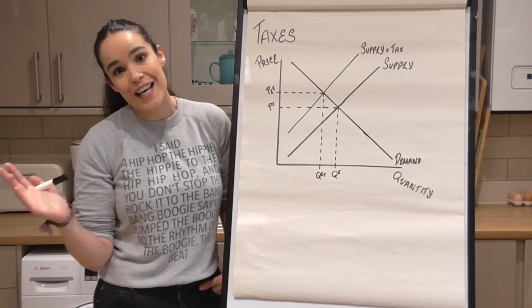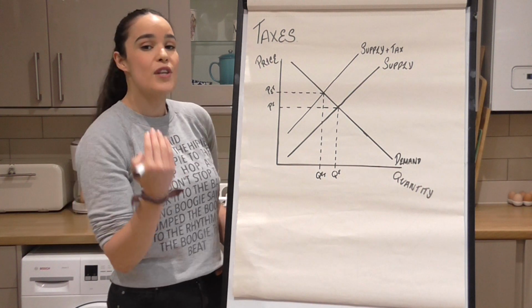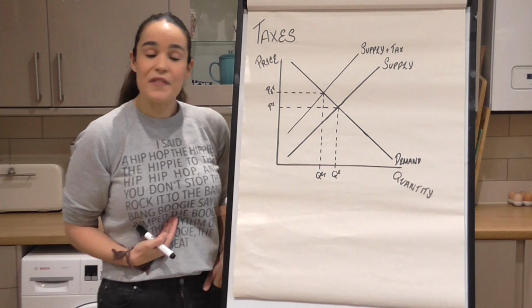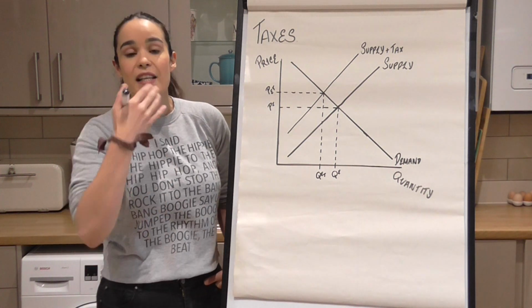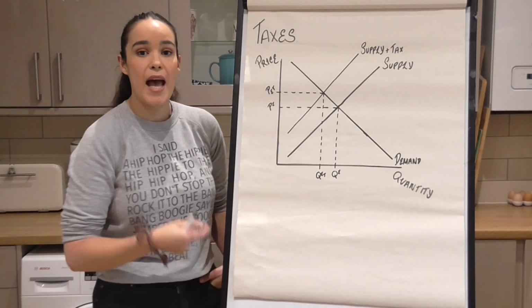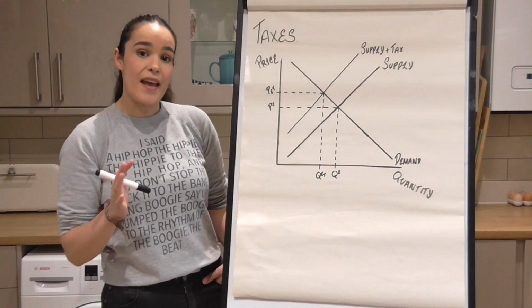So think about when I said the difference between direct and indirect tax is the ability to share the burden of the tax. Obviously with a direct tax, I cannot physically share that burden, but with an indirect tax, you can share the burden of the tax between producer and consumer. And we're going to have a look at how you do that today.